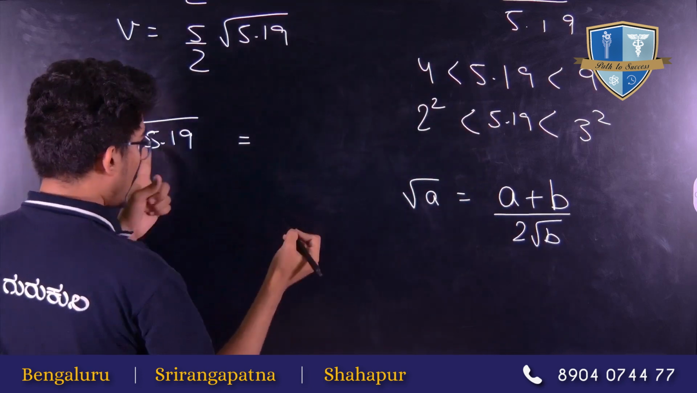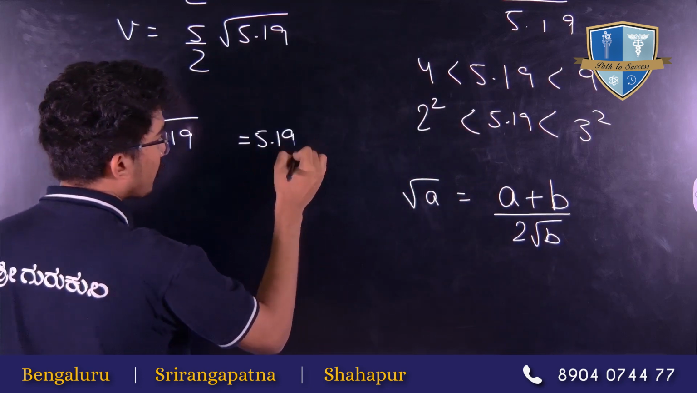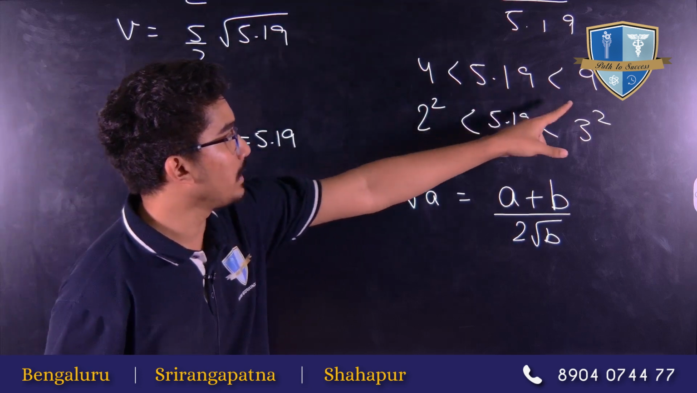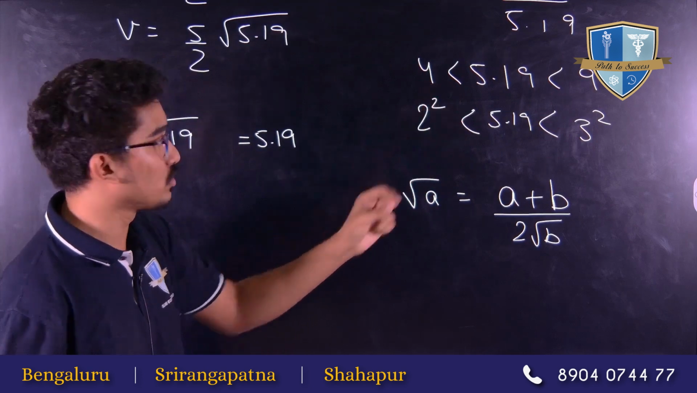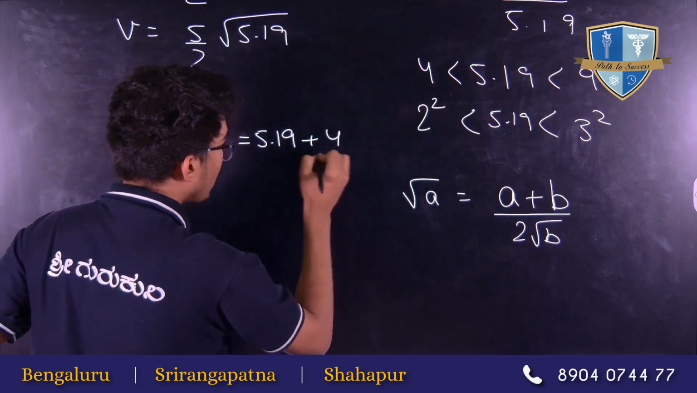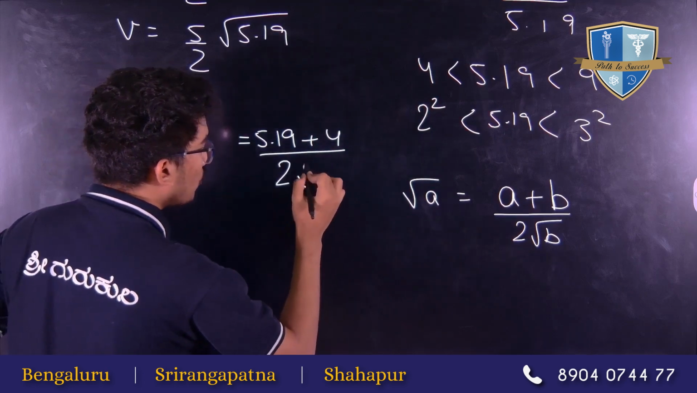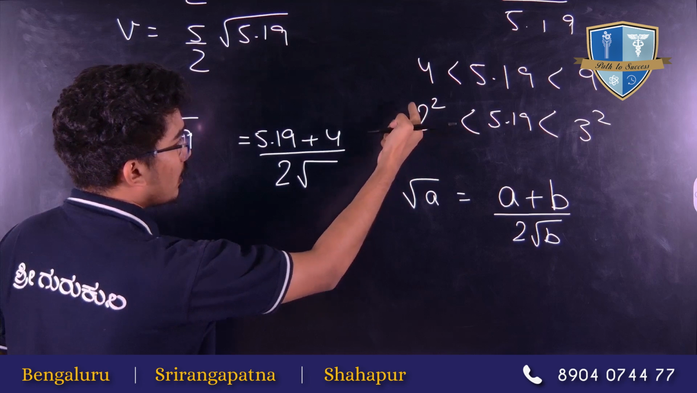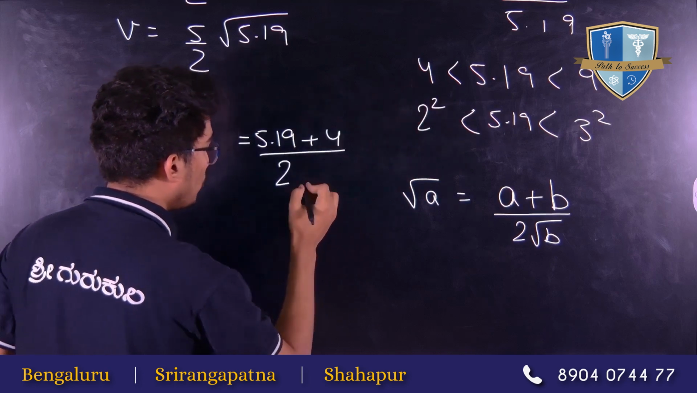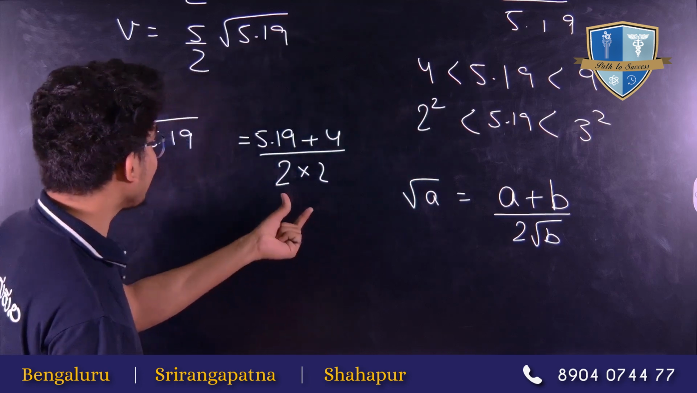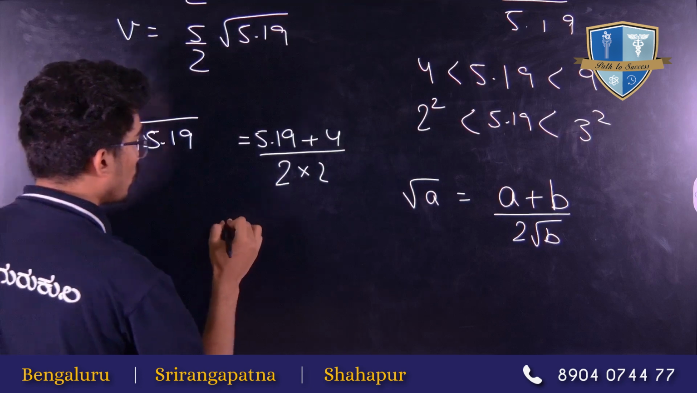So for our case, 5.19, the closest perfect square is 4, between 4 and 9, which is closer? 4 is closer. So we'll add 4 divided by 2 root b. So 2 root b, b is 4, so root 4 will become 2 again. Now calculate this. This will be your answer for root of 5.19.